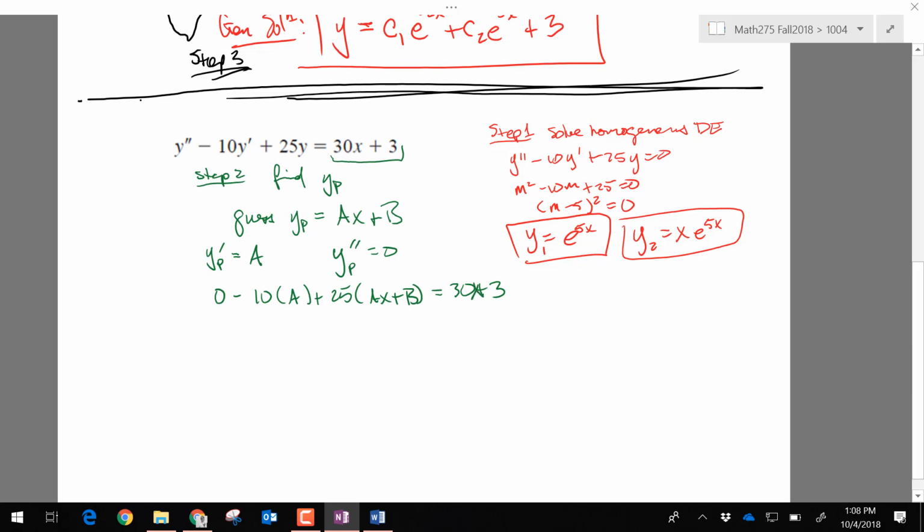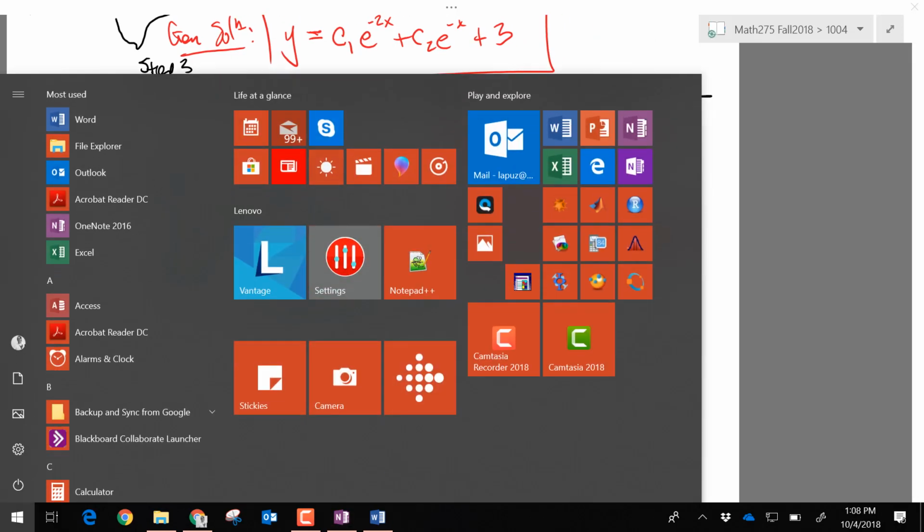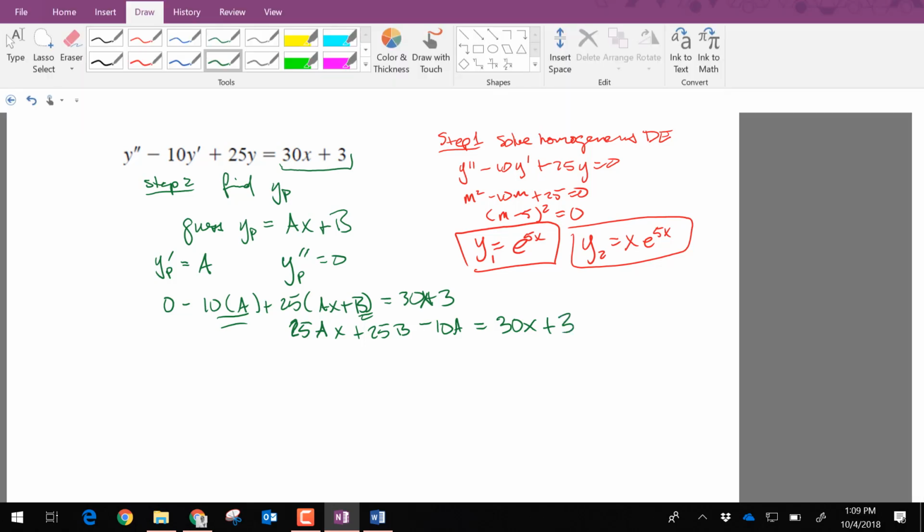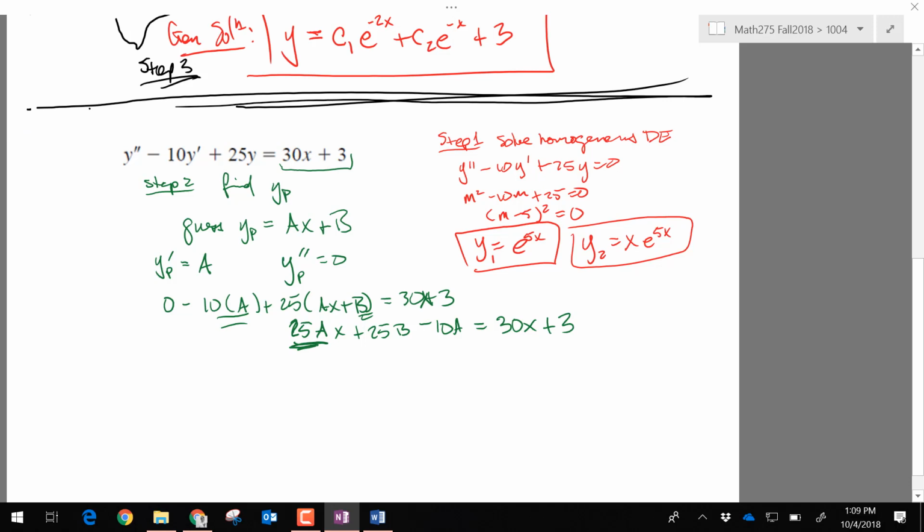There's an x. That was an x there. It was really small. I couldn't see it. 25A times x, that's the x terms. And then the non-x terms are going to be 25B minus 10A. That's on the left-hand side. On the right-hand side, it'll stay the same. But then now you get to match up the coefficients of the x's and the non-x terms, the constant terms.